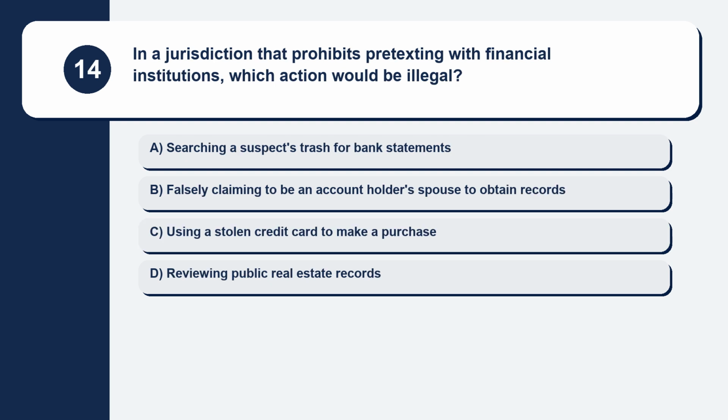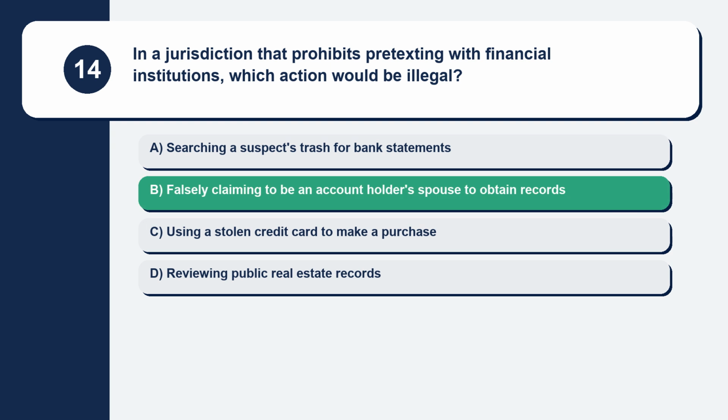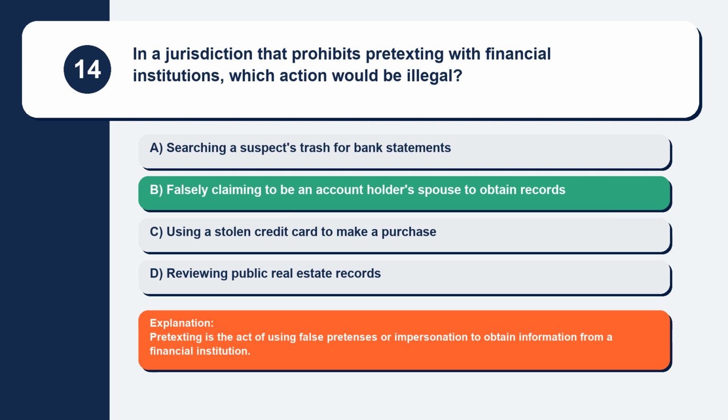Question 14. In a jurisdiction that prohibits pretexting with financial institutions, which action would be illegal? Searching a suspect's trash for bank statements. Falsely claiming to be an account holder's spouse to obtain records. Using a stolen credit card to make a purchase. Reviewing public real estate records. Pretexting is the act of using false pretenses or impersonation to obtain information from a financial institution.